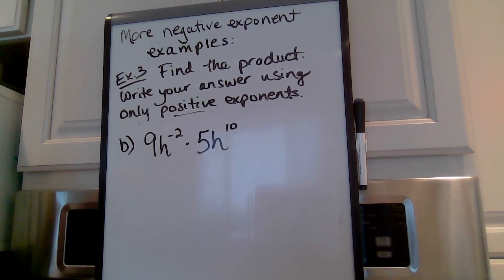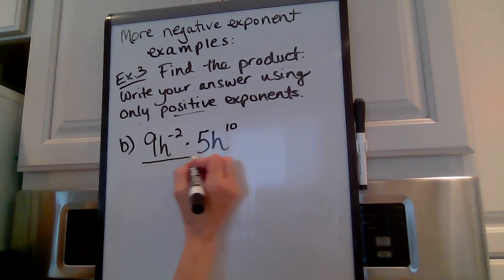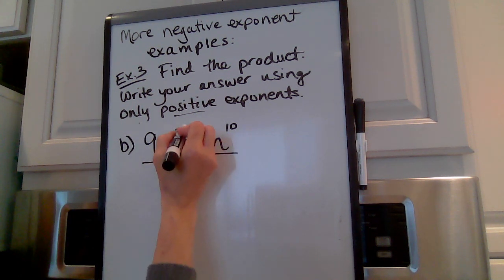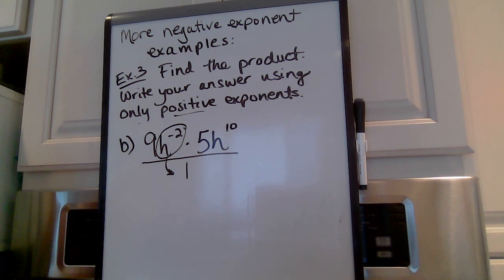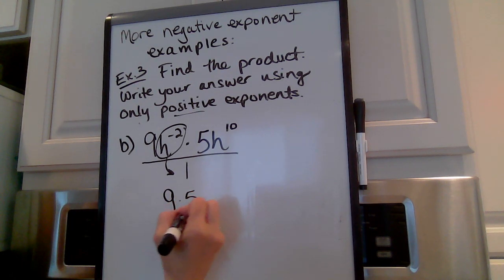Okay, last example. We have 9h to the -2 times 5h to the 10th. A lot of stuff going on here. First of all, remember the exponent only affects what it's next to. You can start by recognizing that the h to the -2 is not where it belongs. It belongs down here. And when you move it to the denominator, it becomes positive. So we're leaving behind in the numerator 9 times 5, h to the 10th. And in our denominator, now we have h to the positive 2.